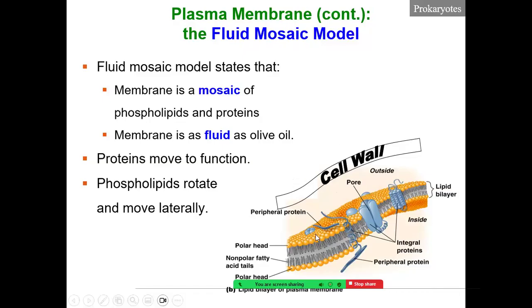Where this phospholipid used to be, it can't get through the fatty acid portion of the lipid portion of the bilayer, but the water just waits there until this phospholipid moves over, and then the water moves through the membrane this way. So that's one way that water can move into the cells.